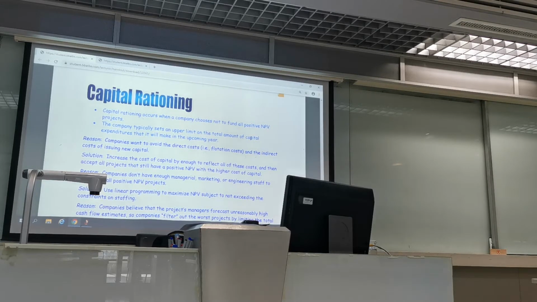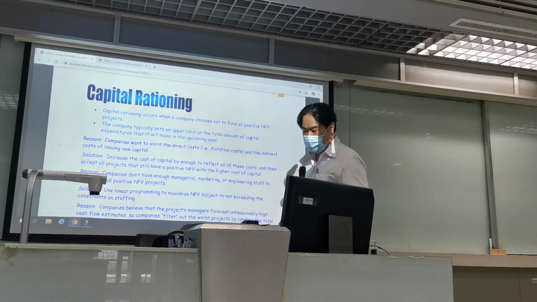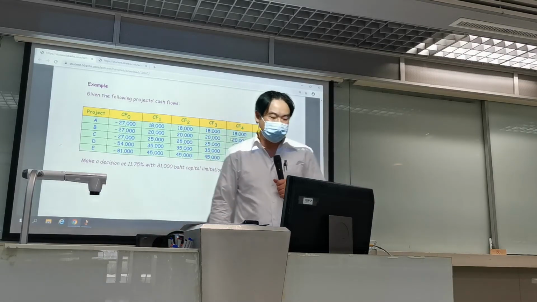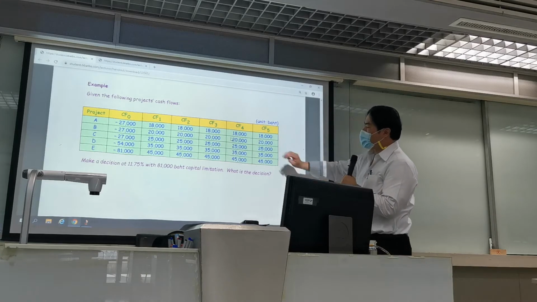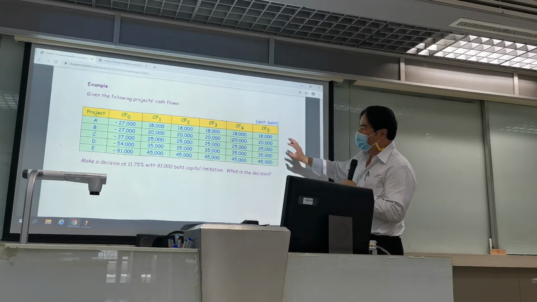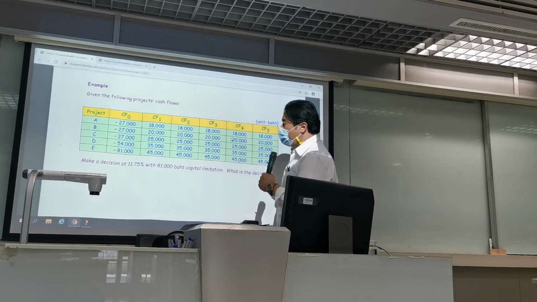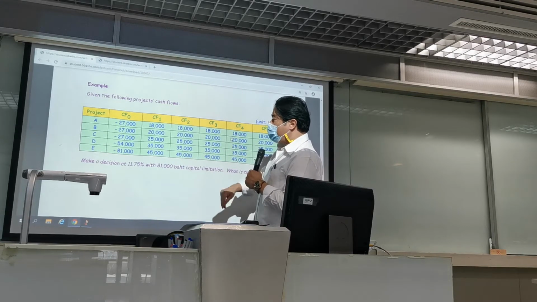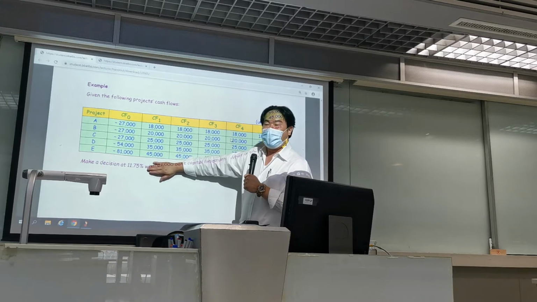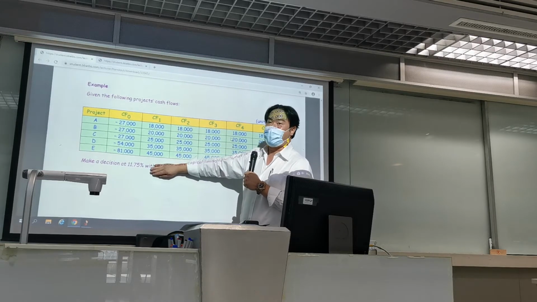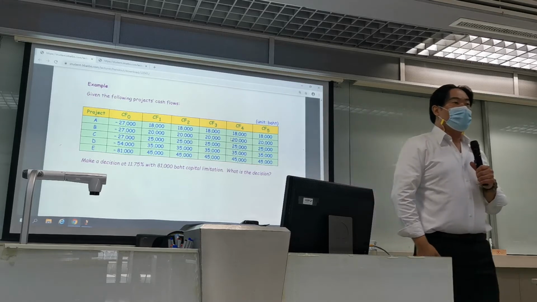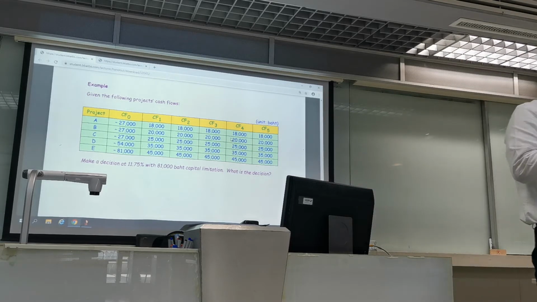Okay. Now, let's look at the exercise here, on the following page. You are given 5 projects altogether, and these are the cash flows. We are going to make the decision at 11.75%. In case the question just stops at this one, we calculate the NPV of each project, right? And for any project with NPV greater than or equal to 0, we are going to accept that project, and so on. This is what we discussed earlier.